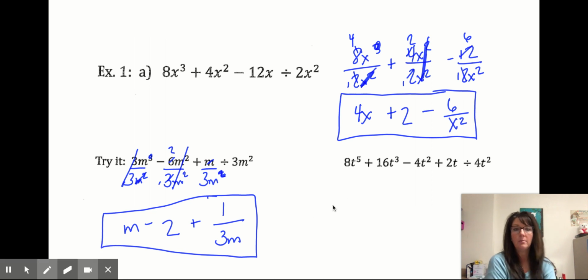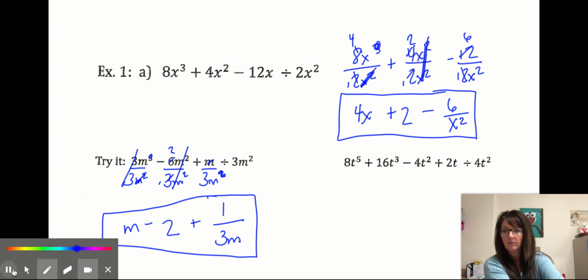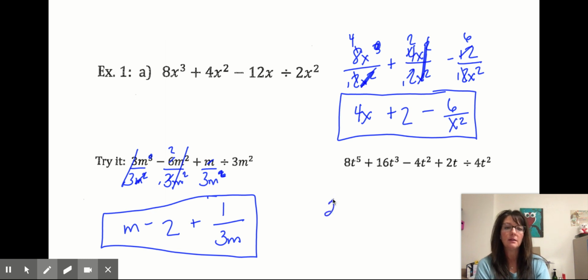Okay, why don't you go ahead and pause the video and work out this one on your own. Okay, so working out this one, you would have gotten 2t cubed plus 4t minus 1 plus 1 over 2t, just so you can check your work before moving on.